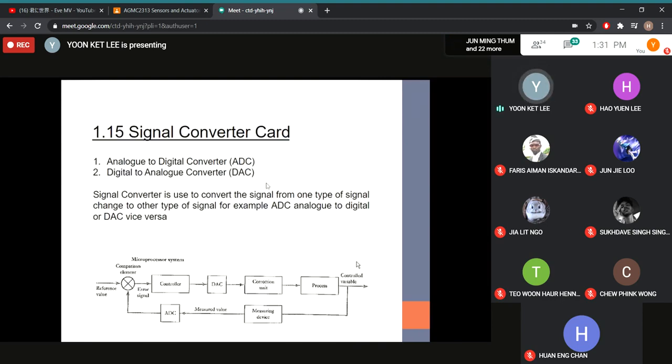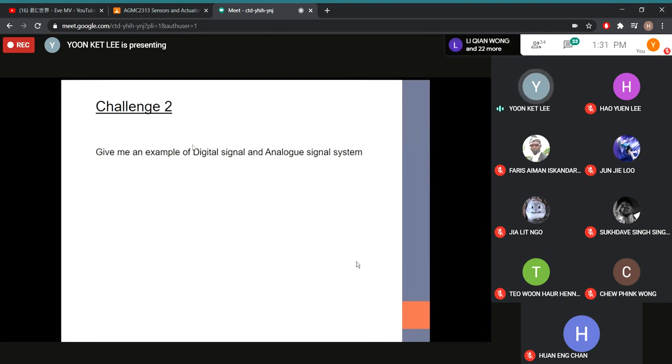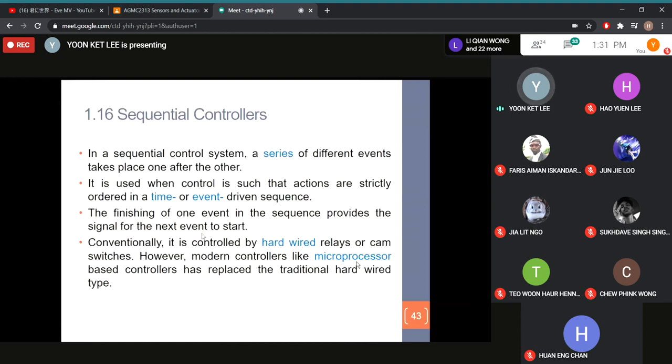Why do we want analog and digital converters? In chapter 4, this one will be discussed. I haven't uploaded the notes yet, but definitely we will discuss it further, in the form of converter. This one we did already. So the next one we want to look into is the sequential controller.